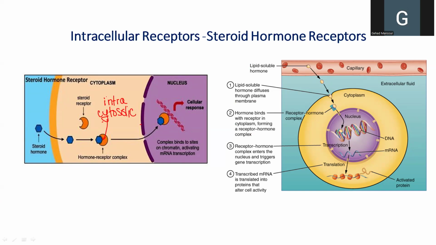and you can see how at the beginning this receptor was empty and then it was bonded to the hormone. And then together, although this is a complex, yet it is small enough to pass through the nuclear pore and then bind with the chromatin inside the nucleus and therefore affect DNA transcription.